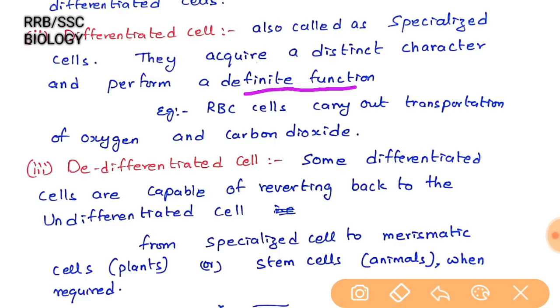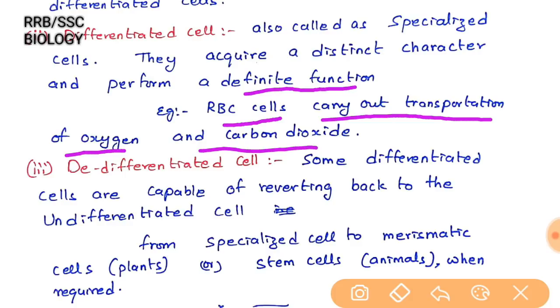At that stage, the group of cells which are ordained to form the heart are differentiated cells. Okay, friends, in RBC, the cells carry out transportation of oxygen and carbon dioxide, and these are specialized to do only that job. Okay, friends, this is the difference between undifferentiated and differentiated cells. The undifferentiated stage comes first, and the differentiated stage comes later.